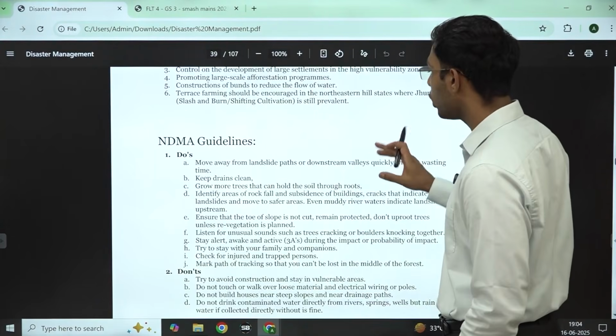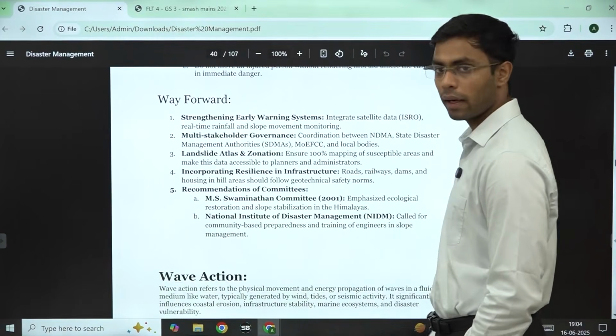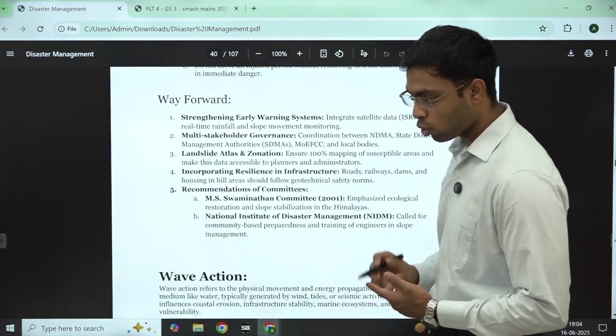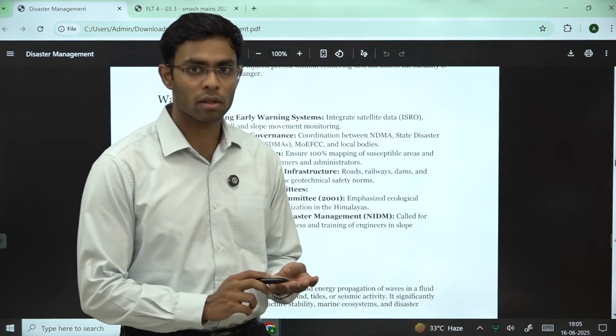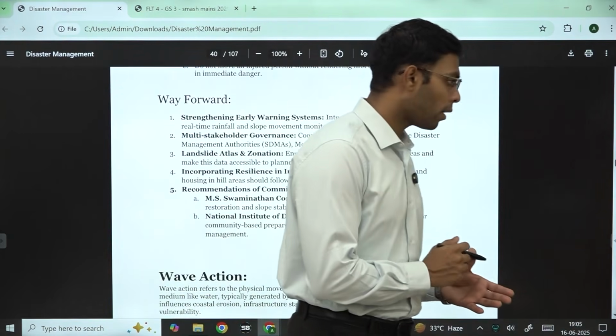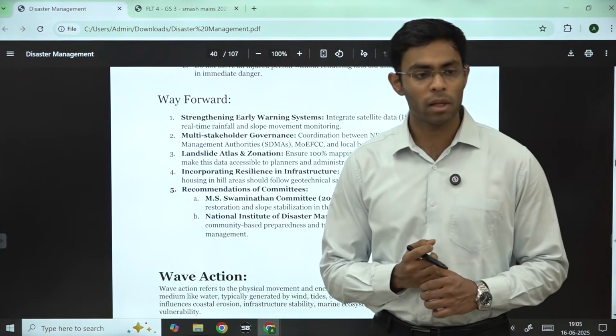So it gives more credibility to your answer. NDMA guidelines, do's, don'ts, and way forward, right? So a lot of dimensions: do's, don'ts, way forward, analysis, geographical backing of how it happens, what is the reason for a landslide, and how we can mitigate that. Also, please prepare examples of landslide because they have been asking these questions.